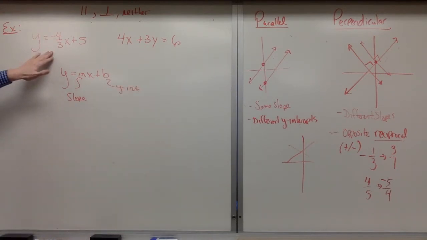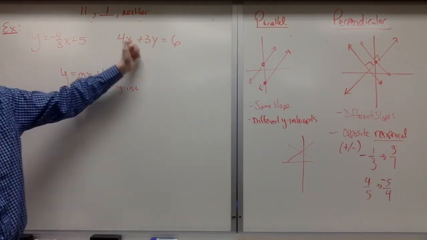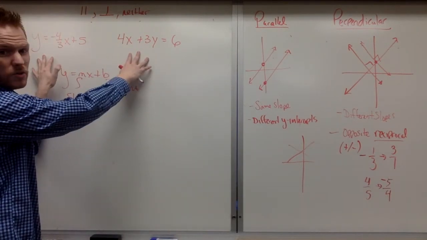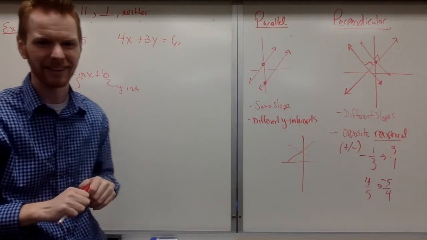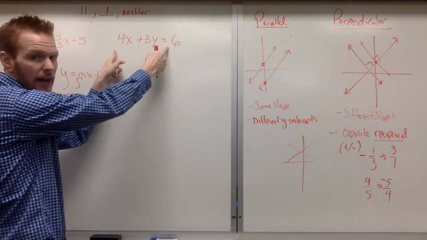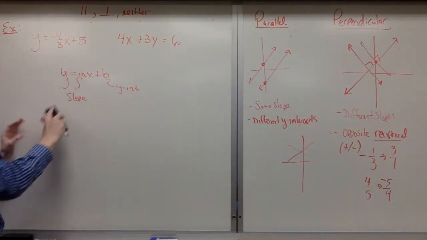Look at this first equation. It's written in slope-intercept form, but the second equation's not. I can't compare these 2 yet. I can't compare them. They're in different formats. Okay? So what I have to do is take this guy and change it to this, and then compare them.